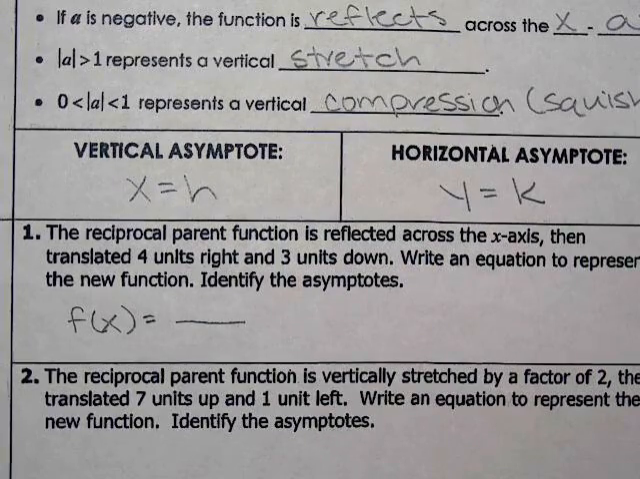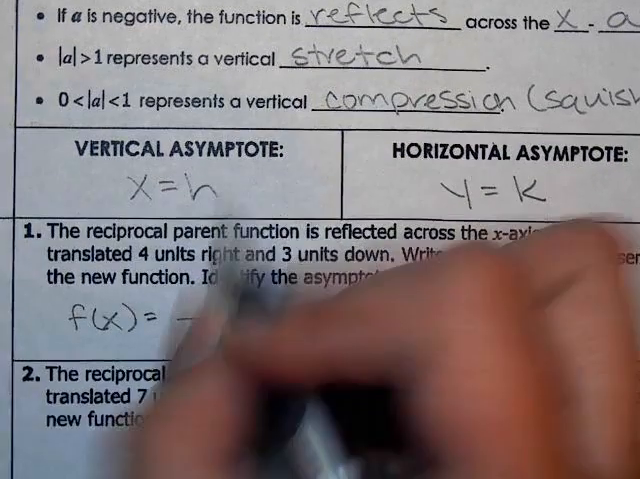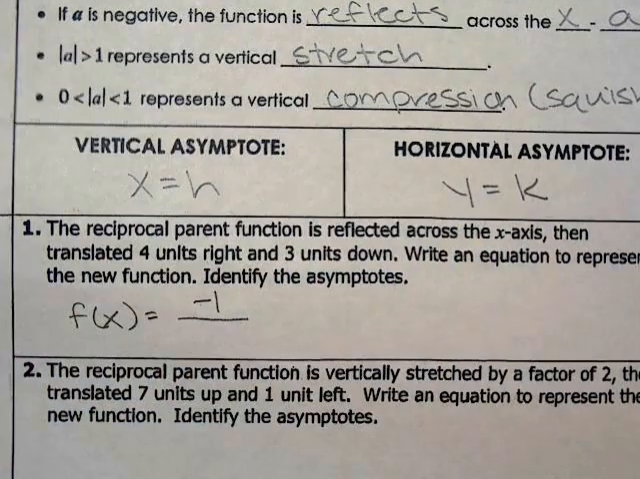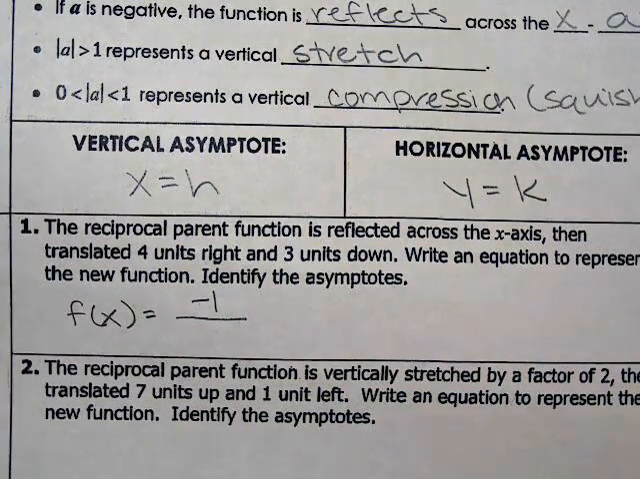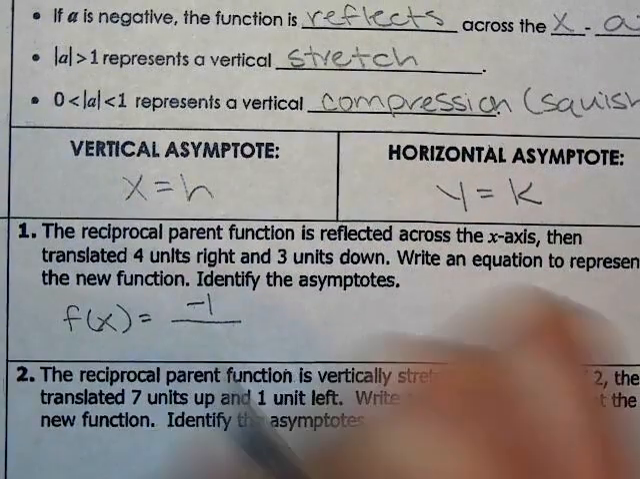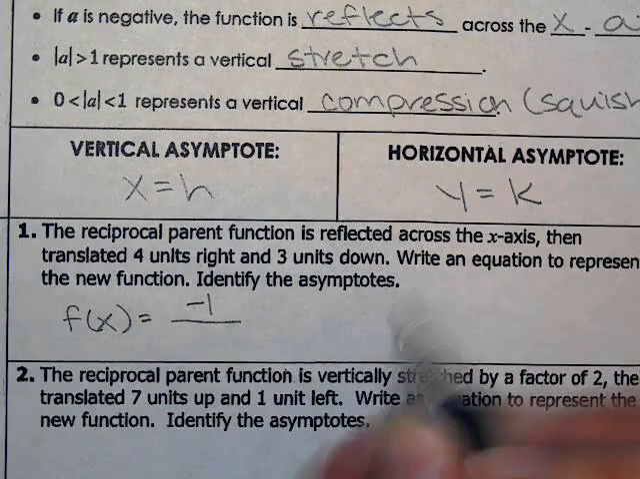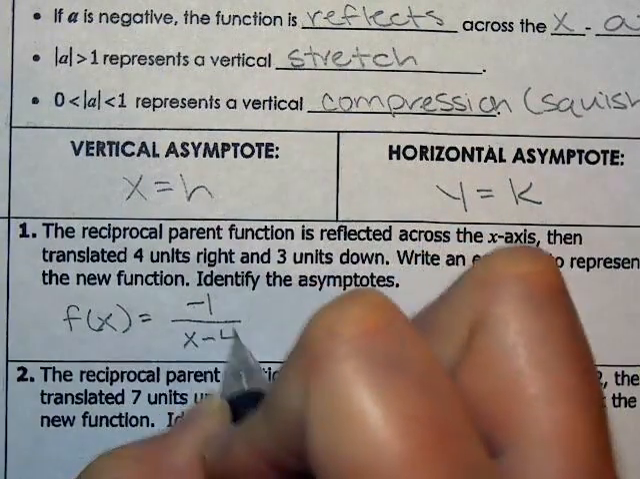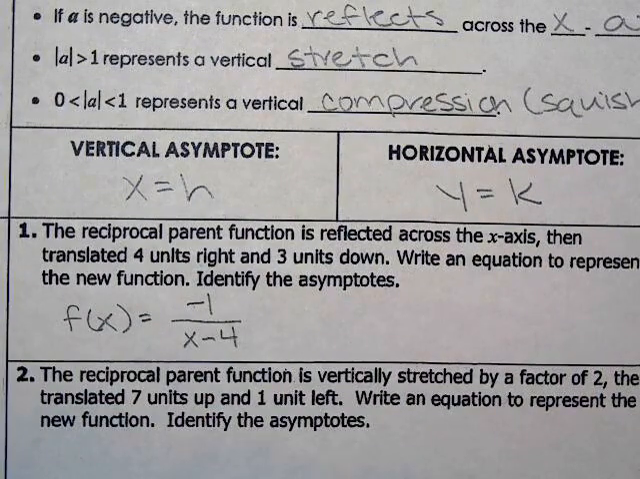But they did say something about it being reflected. So is it a positive 1 or a negative 1? Negative 1. Okay, so we're going to put a negative 1 on the top because it is reflected. It says it was translated 4 units to the right. So how do we make it go to the right? Do I just put negative 4 or do I put something else with the negative 4? X minus 4. And then how do I do 3 units down? Minus 3. Okay, then I'm going to write VA for vertical asymptote, HA for horizontal asymptote.